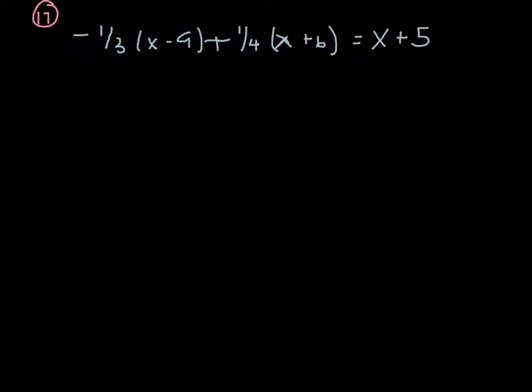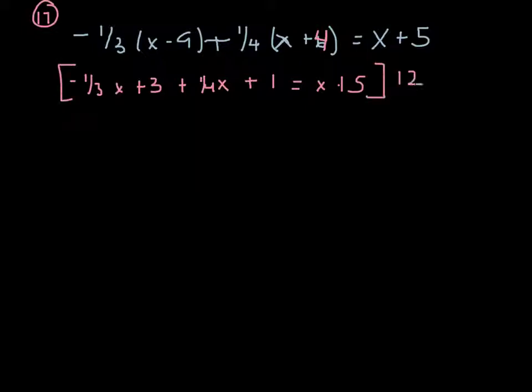For 17, the first thing I would do is the distributive property. I'd have negative 1/3 x plus 3 plus 1/4 x plus 1, that should be a 4, not a 6, equals x plus 5. Now I would multiply everything by 12 because your denominators are 3 and 4 so that I can eliminate my fractions.